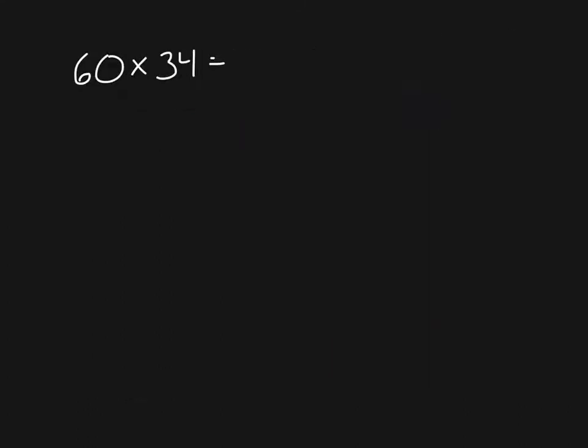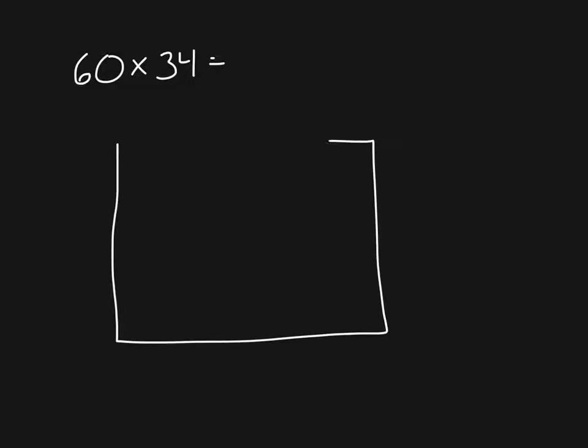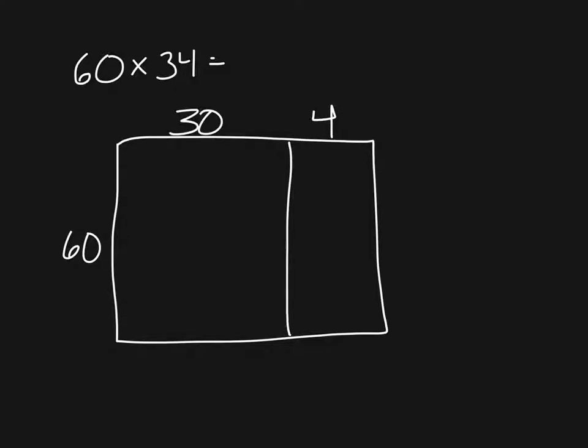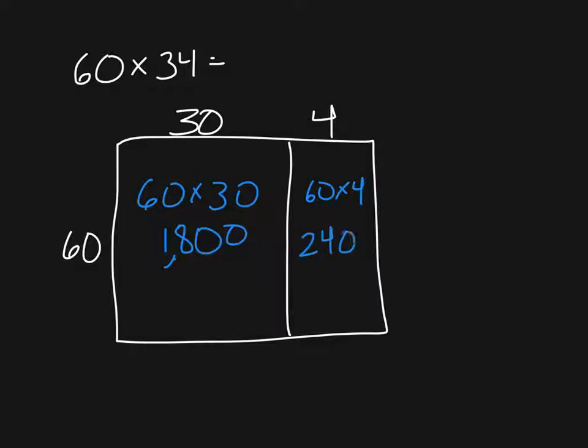We are going to do another example, 60 times 34. So I'm going to draw my large area model, and I'm going to put 60 on the side, or 6 tens, and then I'm going to decompose the second factor, 34, into 3 tens, 4 ones. And when I multiply 60 times 30, that would be 18 hundreds, or I could rewrite it as 1,800. And then 60 times 4 for this section of the area model would be 24 tens, or 240.